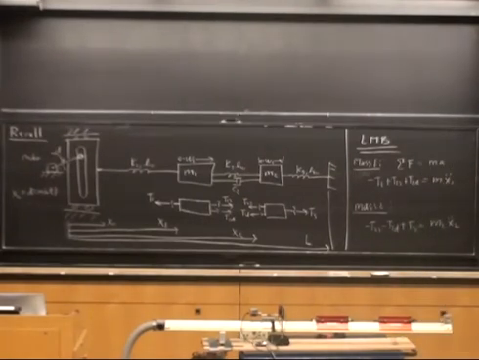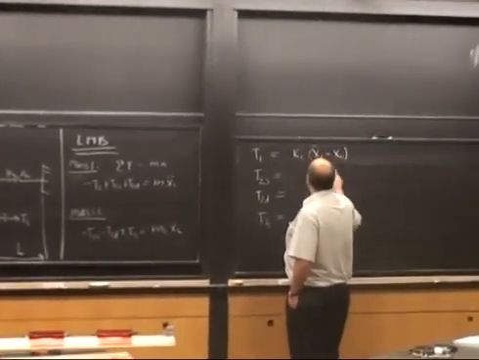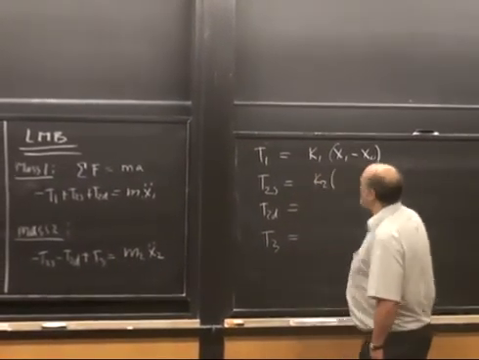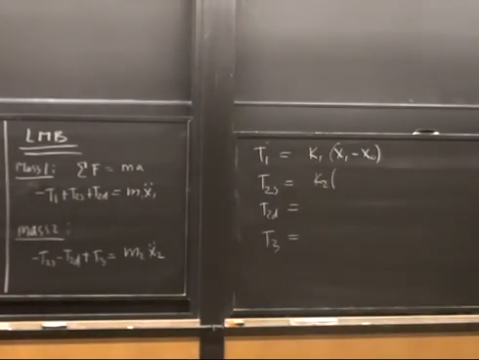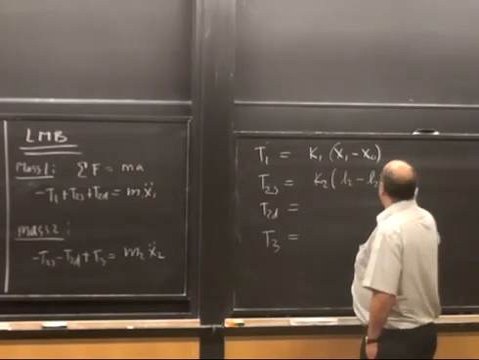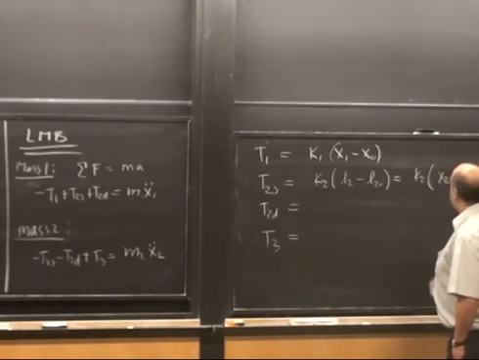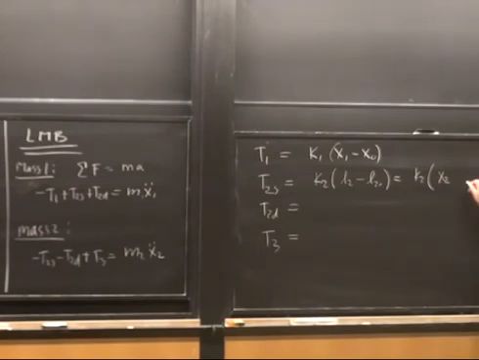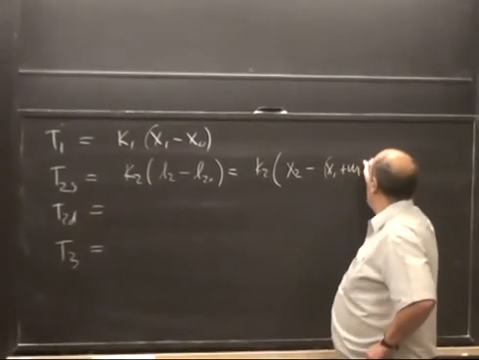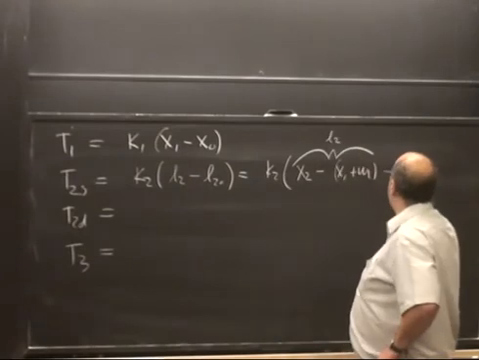Okay, so what is this T1? T1 is K1 times x1 minus x0. What is T2s? That's K2 times, and this was one of the hard ones. And what do we have to put? We have to put the length of the spring, which is L2, minus its rest length. And what is L2? It is x2. That's the position of the right end of the spring, minus the position of the left end of the spring, which is x1 plus w1. So this whole thing is the length of spring 2, and then we have to subtract its rest length.